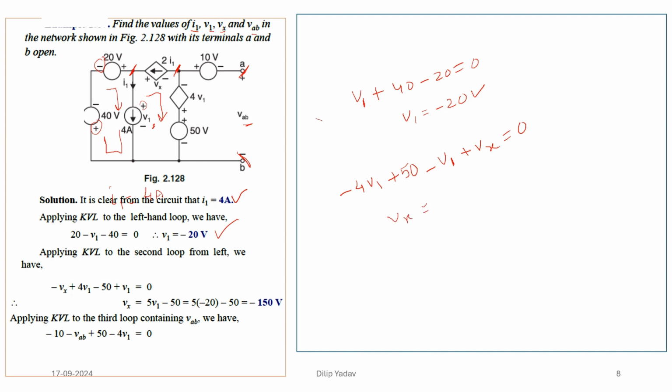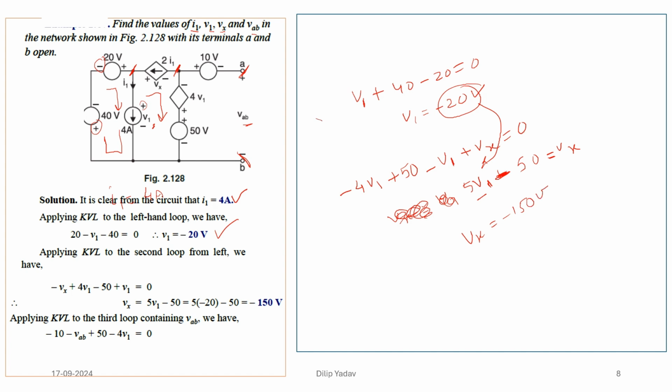By calculation we will obtain that Vx is equal to 4V1 plus V1, that is 5V1, then minus of 50 and minus of Vx. So we have 5V1 minus 50, and then we have this value, that is Vx. So Vx can be calculated like this. The Vx value is 5V1, and we have calculated the V1 value at this point. So by putting this, we will have the Vx value that will be minus 150 volt.